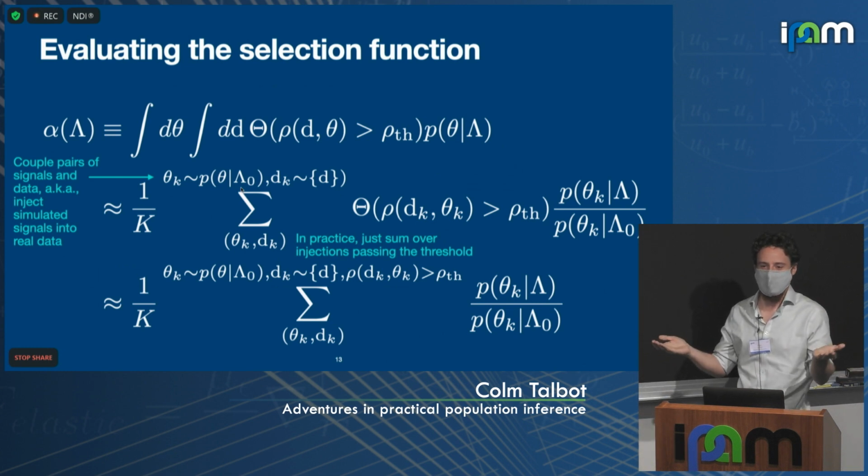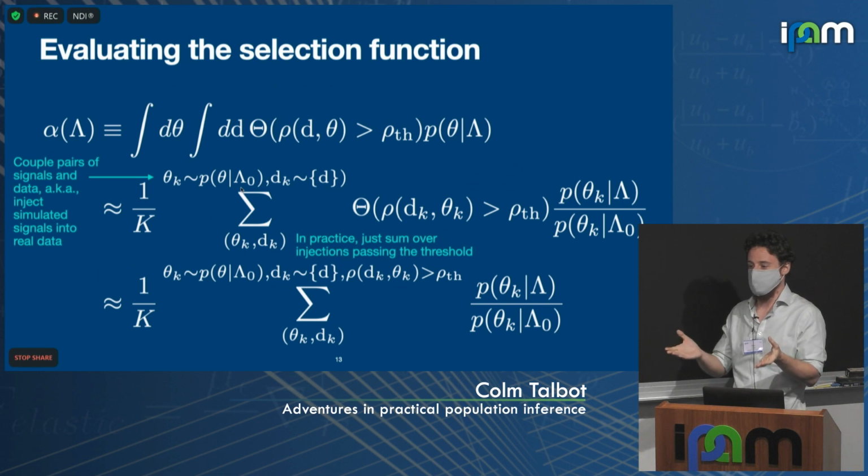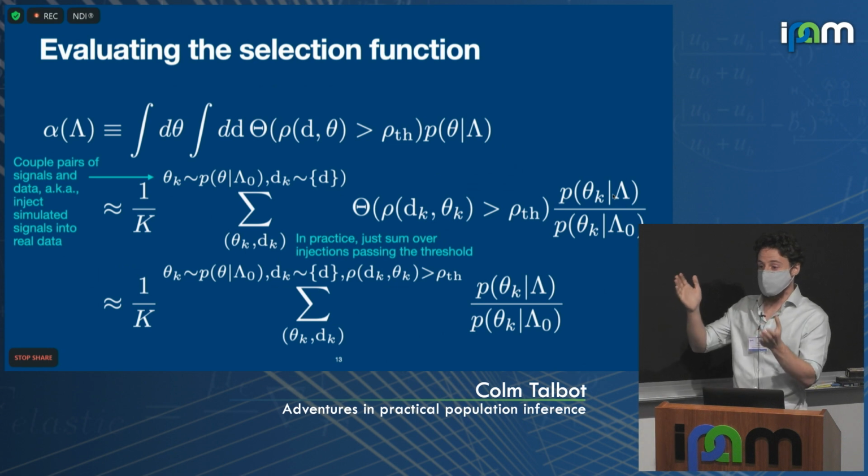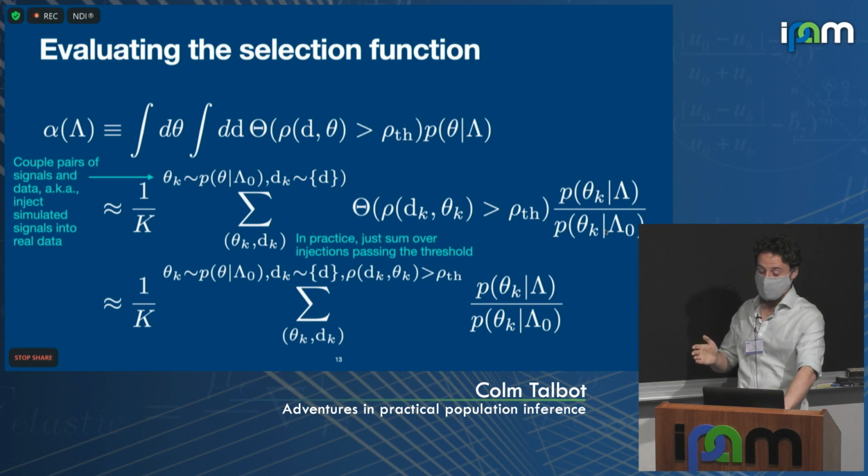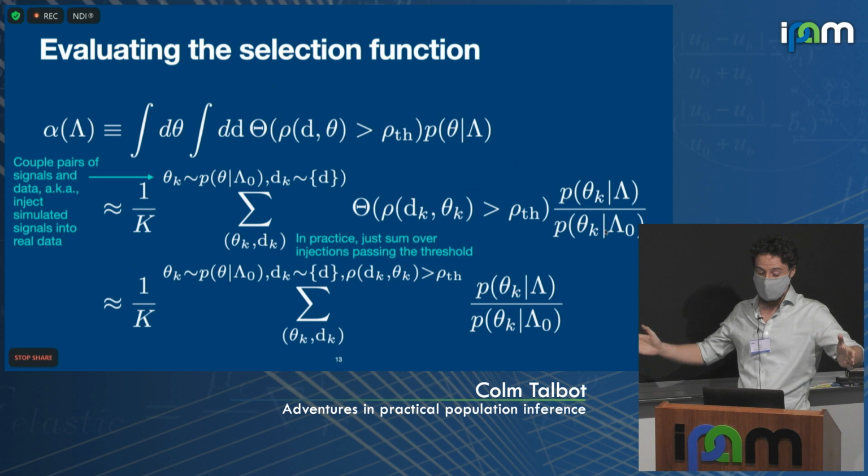But then we come along and say, that's a terrible description of the distribution of black holes we've seen. What if instead we make it look like a power law between 10 and 50? Well, then we have a new population model, which is this p of theta k given lambda is between 10 and 50, and p of theta k given lambda naught is between 5 and 100.